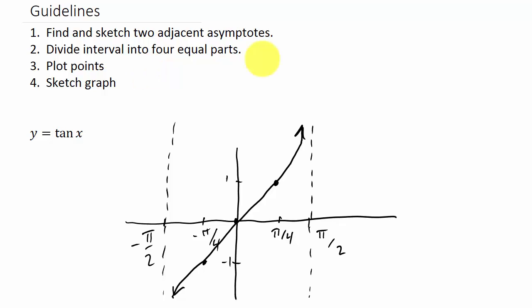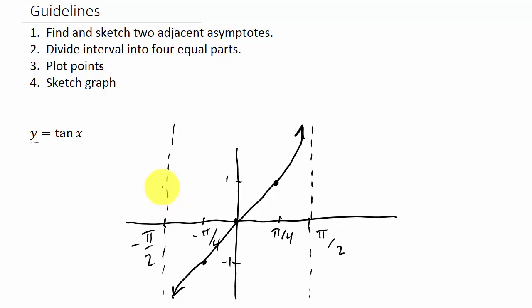The first thing we have to know is the basic graph of y equals tangent x. Tangent x has vertical asymptotes at negative pi over 2 and pi over 2. These are the two adjacent asymptotes here. Then it's divided up into four equal parts. See, here's 1, 2, 3, 4: negative pi over 4, 0, and pi over 4.